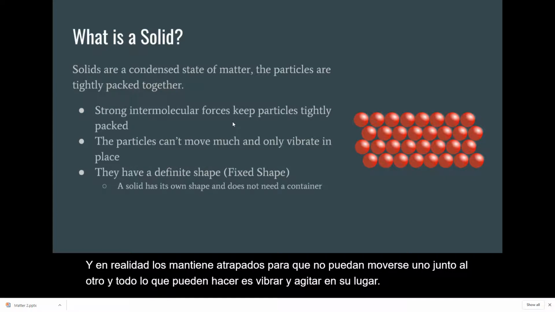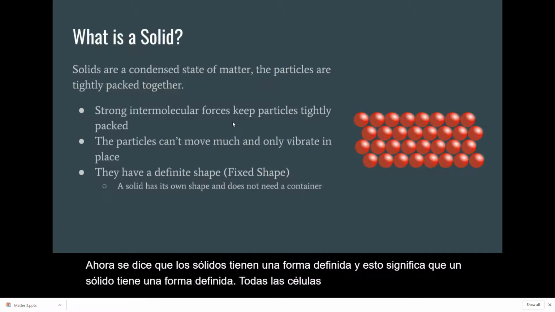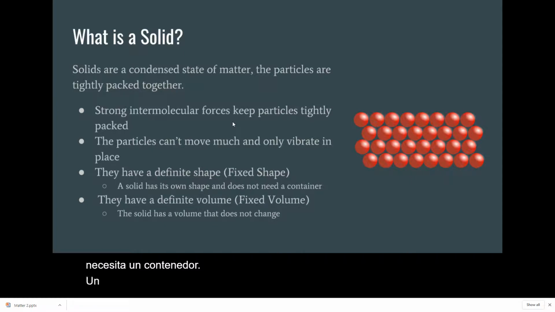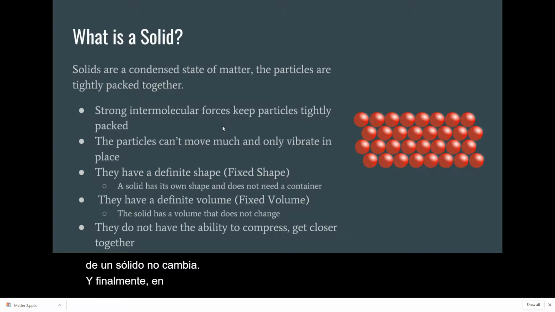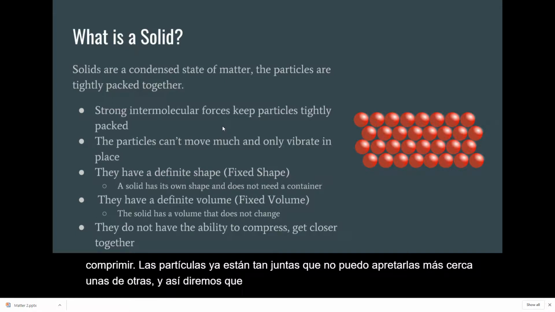Now, solids are said to have a definite shape. And this means that a solid has a defined shape. Every solid has its own shape and doesn't need a container. A solid is said to have a definite volume. And this means that the size of a solid doesn't change. And then finally, in terms of compressibility, a solid can't compress. The particles are already so close together that I can't squeeze them closer to each other. And so we will say that solids are not able to be compressed.